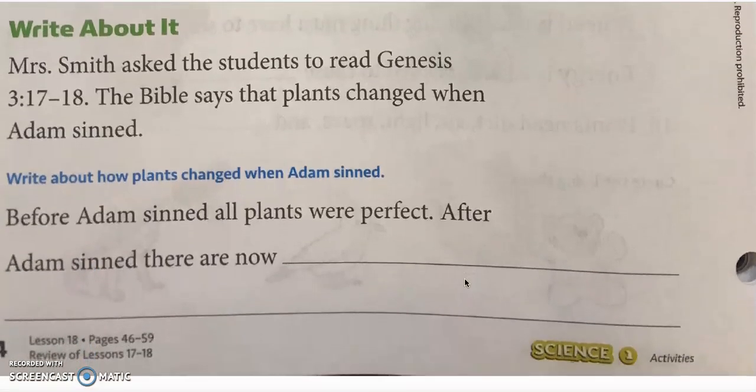All right. Oh, what do we have here? So, Mrs. Smith asked the students to read Genesis chapter 3, 17 through 18. The Bible says that plants changed when Adam sinned. So in the Bible, it says everything was perfect, right? Before Adam sinned. But how did it change after that? Let me read that part for you.